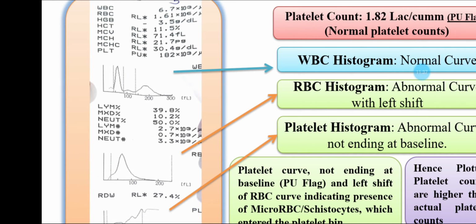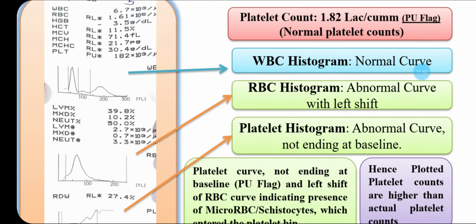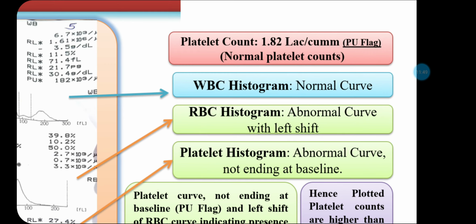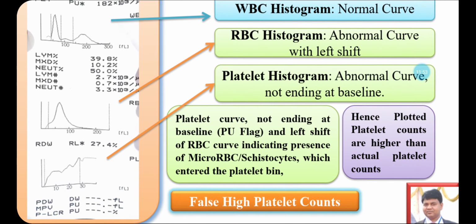Here you can see the platelet count is plotted around 1.82 lakhs, and we can see a similar type of PU flag is also there. By interpreting this, it appears as a normal platelet count, but there is some abnormality in the RBC histogram as well as the platelet histogram, which we can easily appreciate on the CBC strips. The WBC histogram appears normal because it starts from the baseline and ends on the baseline.